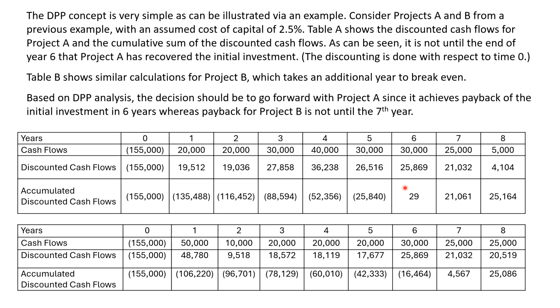If we do the same thing for project B, we don't become positive in terms of our accumulated discounted cash flows until year 7. So with respect to DPP analysis, we would go with project A, since it breaks even, or it breaks into positive territory, 1 year sooner than project B.